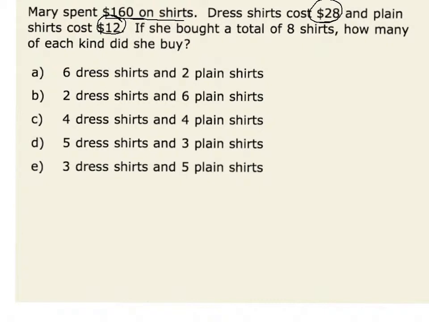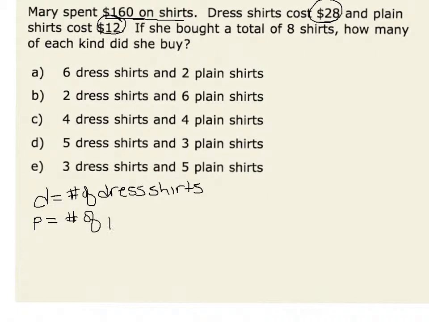We will first define our variables. I am going to let D be equal to the number of dress shirts that Mary bought. I am then going to let P be equal to the number of plain shirts that Mary bought. Therefore, using the variables D and P, I can come up with 2 equations.